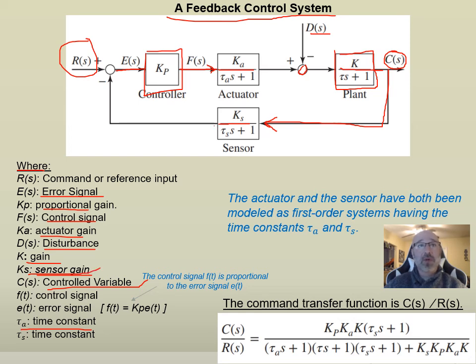This comes back up, feeds back in again right at our beginning, where our input signal comes back in. Thing to note: our control signal, our F of t, is going to be proportional to our error signal, our E of t.